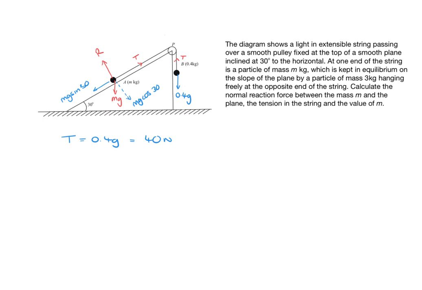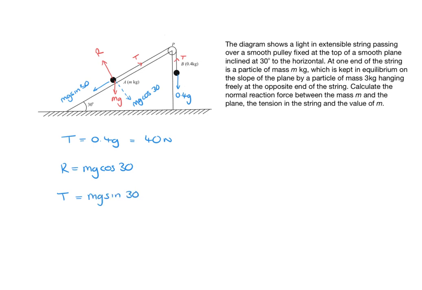So now what I can do is come over to our particle A and have a look at the forces on particle A. If I look at the perpendicular forces, I've got R is equal to mg cos 30. Now at the minute I don't know what M is, so I'm just going to leave that as it is. And then if I have a look parallel to the slope, I've got T is equal to mg sin 30.